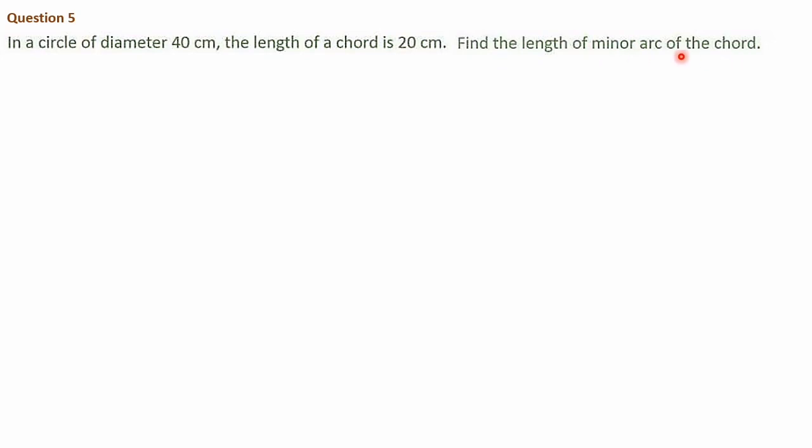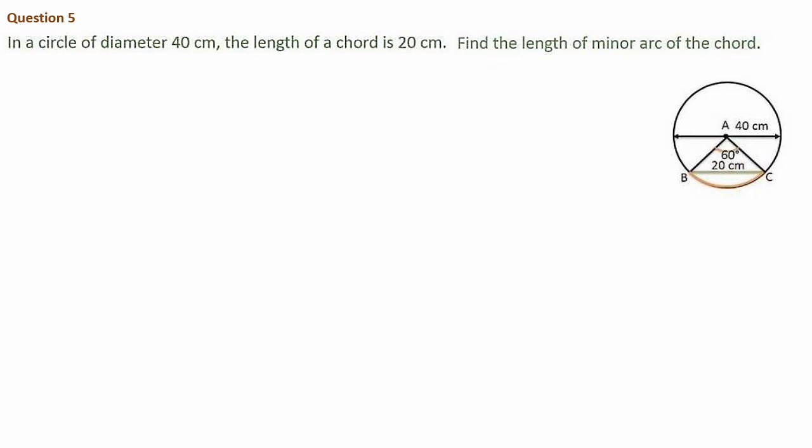I will show you what is minor arc. Let's visualize this one. Here there is a circle and diameter is given to us, 40 cm. This is the diameter 40 cm, and there is a chord, that is BC. Chord means the 2 end points are on the circumference of the circle. That means BC is the chord. You can see B and C are on the circumference of the circle. So BC is the chord. Length of chord is 20 cm. That is what is given.